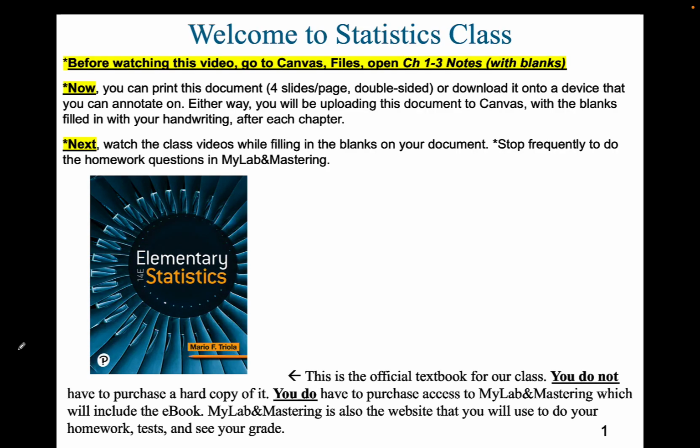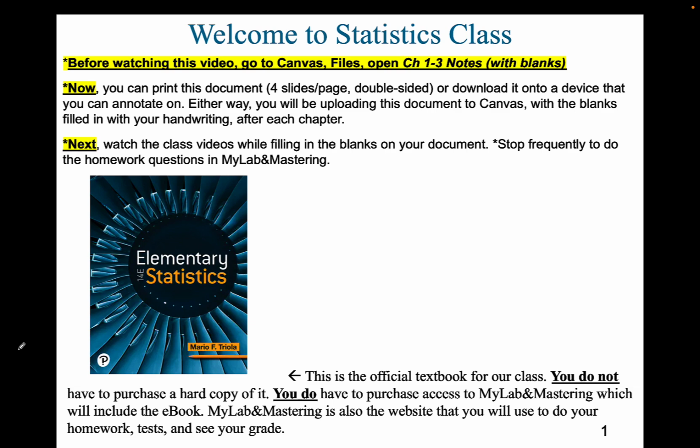All right. Before we get ahead of ourselves, though, this is the official textbook for our class. You do not have to purchase a hard copy of it. You do have to purchase access to my lab in mastering, which will include the electronic version of the textbook. My lab in mastering is also the website that you will use to do your homework, take your tests, see your grades, and it will be your calculating technology. We do not use a graphing calculator in this class. We use a spreadsheet, and the name of the spreadsheet program is called StatCrunch.